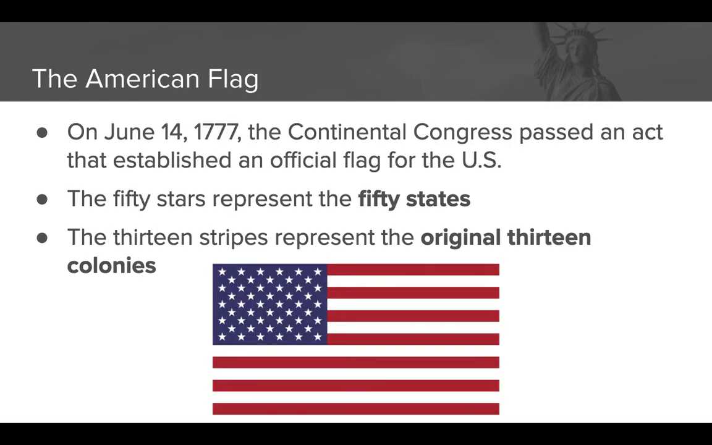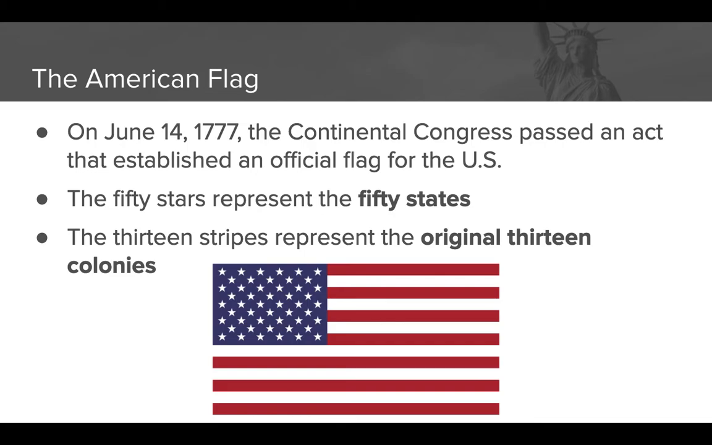Okay, now on to something a little more fun than taxes, and that is the American flag. On June 14th, 1777, the Continental Congress passed an act that established this as the official, or actually it didn't look like this at the time, but something like this, as the official flag for the United States. It originally had the 13 stripes, but it didn't have as many stars. The stars were in a circle in the original flag, and that is because the 50 stars currently represent what is now 50 states, while the 13 stripes represent the 13 original colonies.